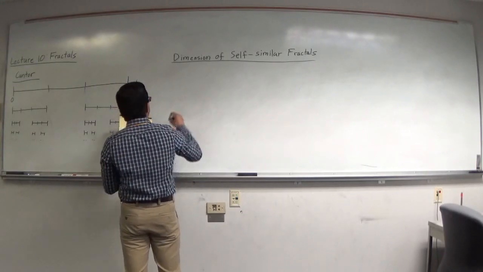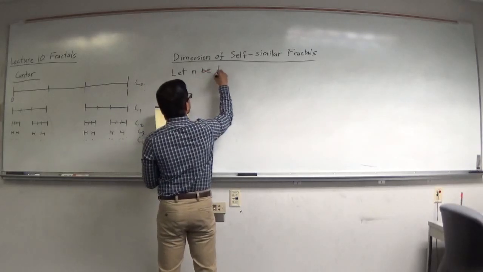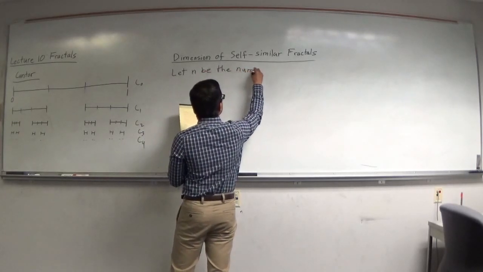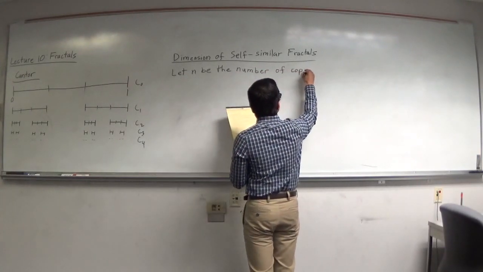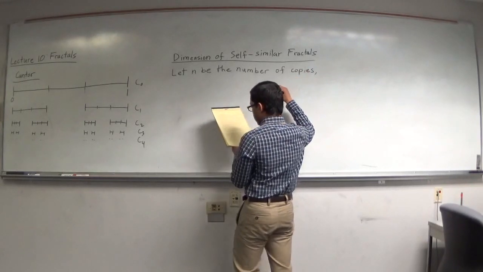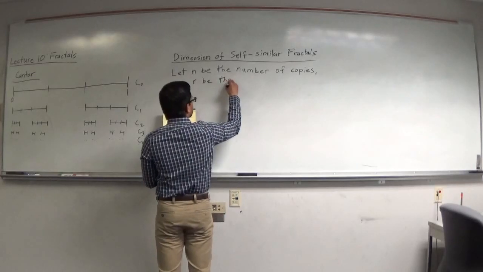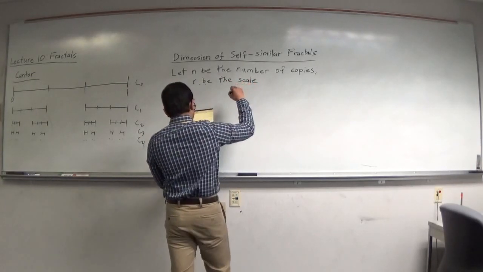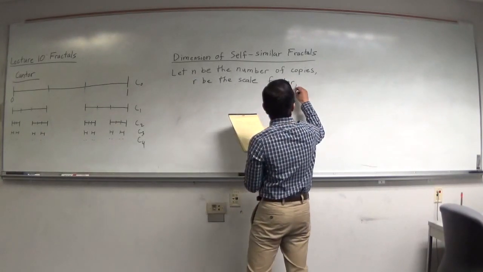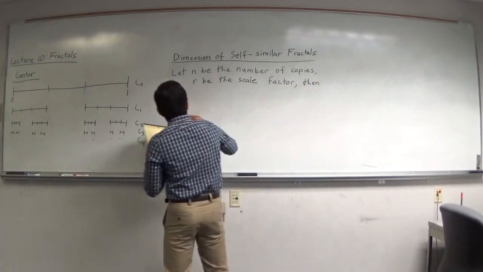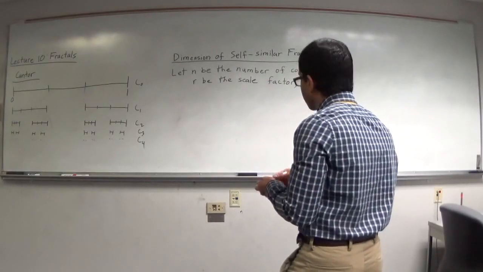So here we're going to let n be the number of copies, and let r be the scale factor. So how much are we scaling this down by? The scale factor for each of the copies. Then we have something, but I won't tell you what that is just yet.